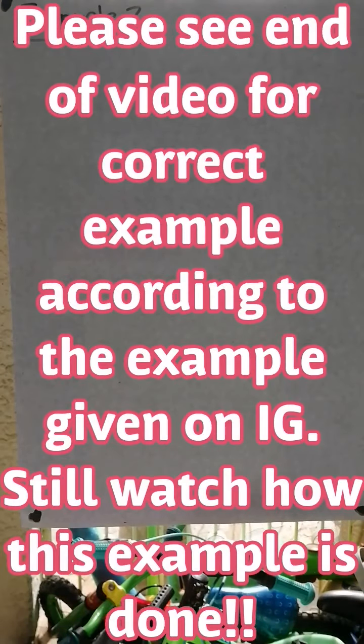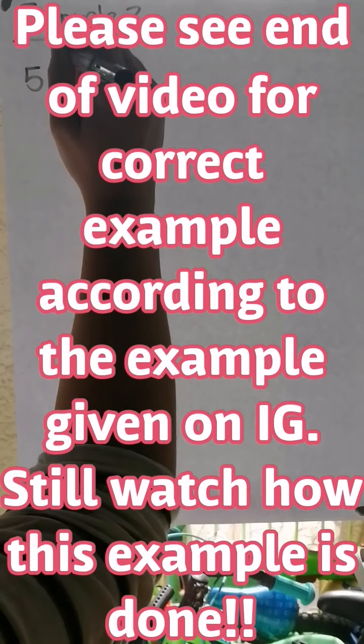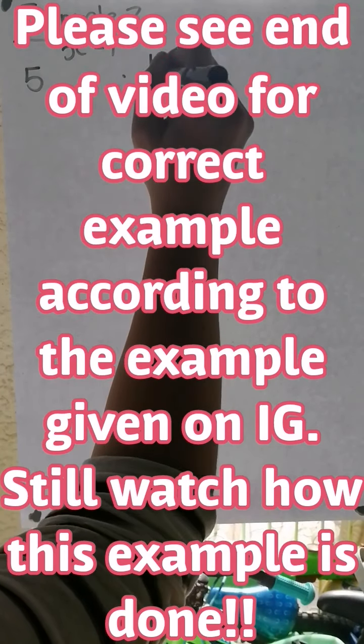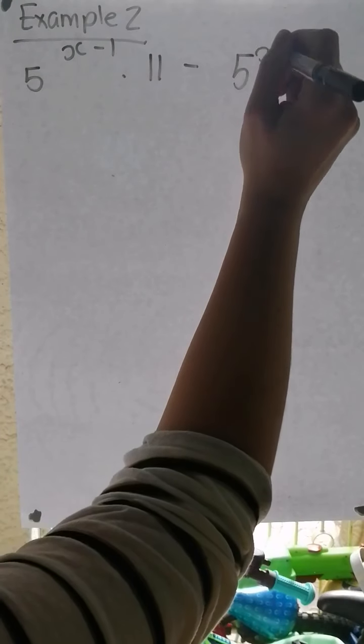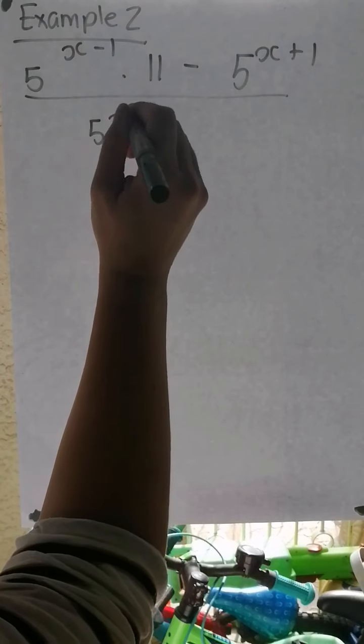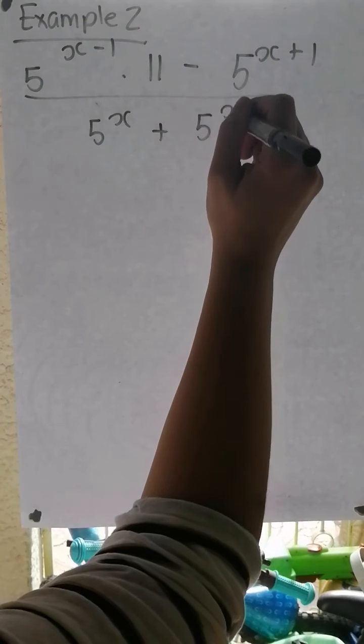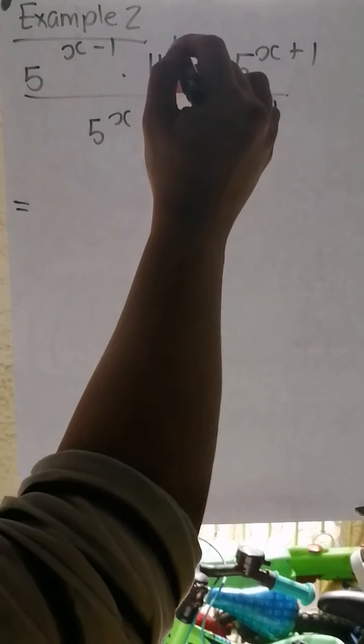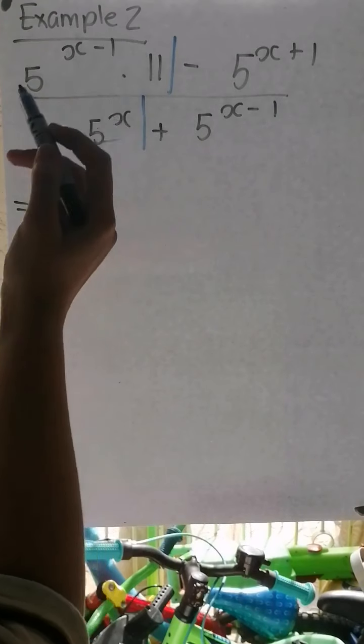And example 2 looks like this. It says 5 to the power of x minus 1 times 11 minus 5 to the power of x plus 1, all over 5 to the power of x plus 5 to the power of x minus 1. Okay, polynomial over polynomial. There are 2 terms here. Look at the division, and there are 2 terms here. So please, you cannot go and cancel that with that, because I don't have a monomial over a monomial. I have to move it to a monomial over a monomial, and you know how I do that? I do that by factorizing.